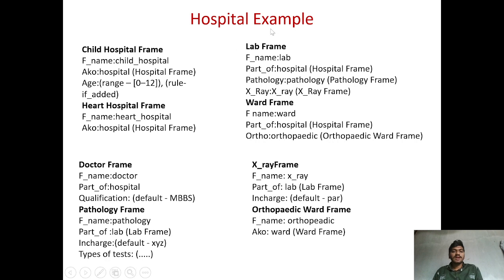Taking the hospital example, first the child hospital frame. The frame name is child hospital and it is a kind of hospital. It means one of the hospitals, and age will be range 0 to 12, rule if added. Heart hospital frame: the frame name is heart hospital, a kind of hospital frame. The lab frame: the frame name is lab, part of the hospital frame. Pathology is a separate frame and X-ray is a separate frame. Ward frame: the frame name is ward, and it is a part of the hospital frame, or the orthopedic ward frame. These are some of the examples of frames, which are interlinked to the hospital frame.